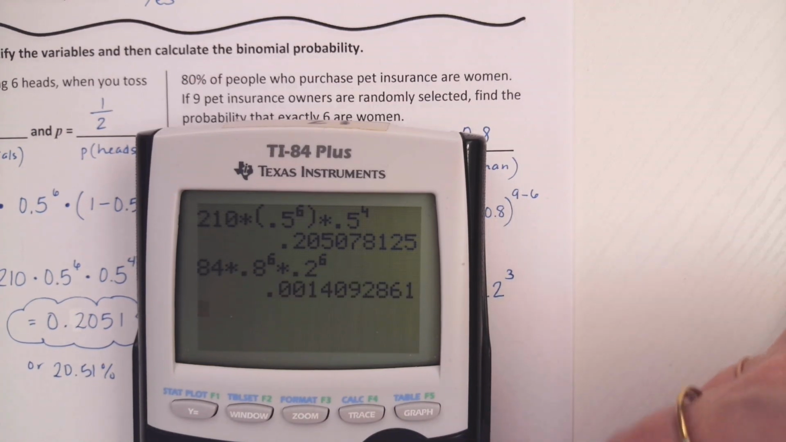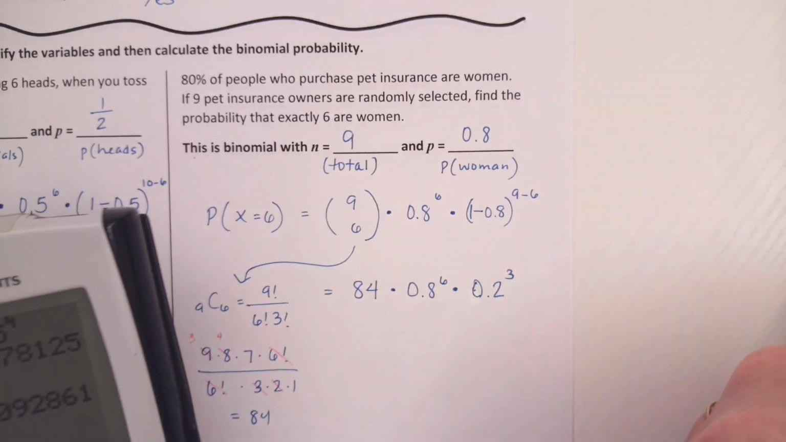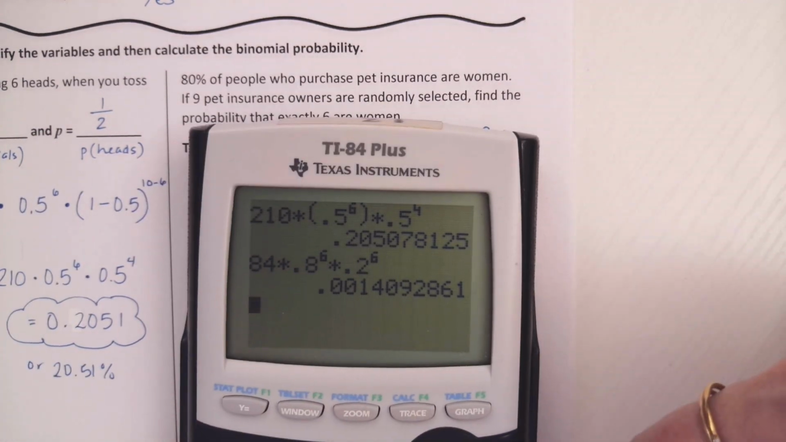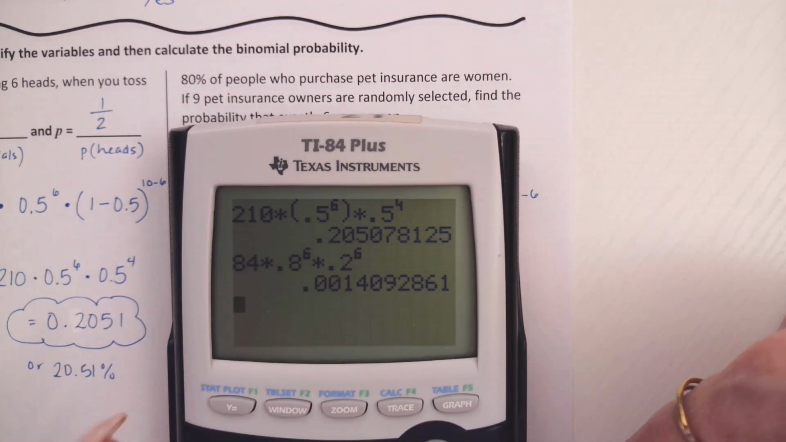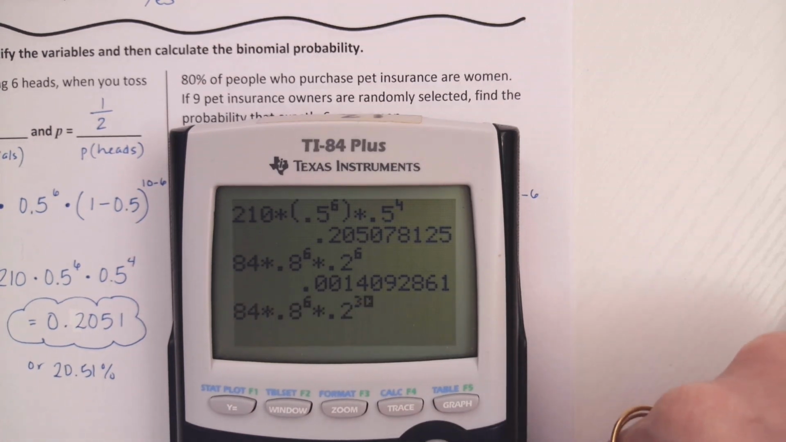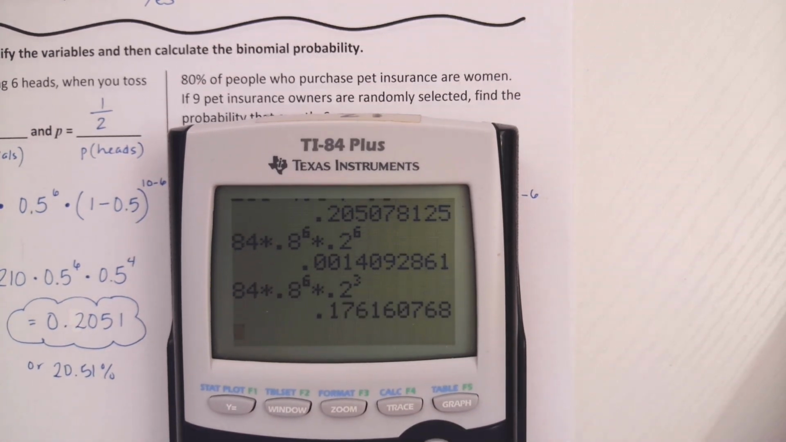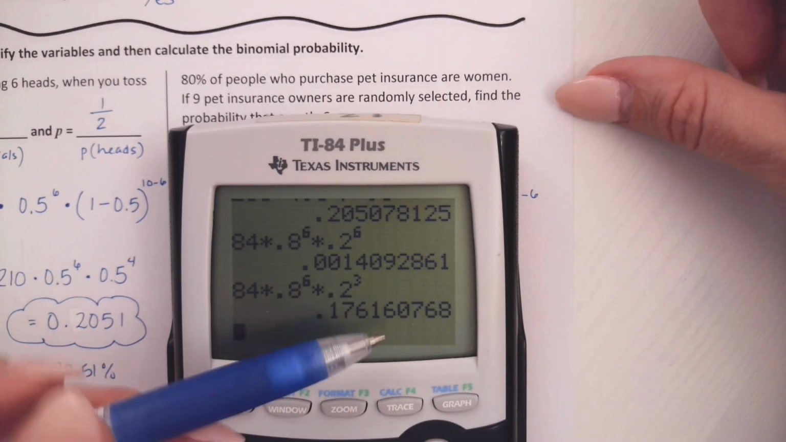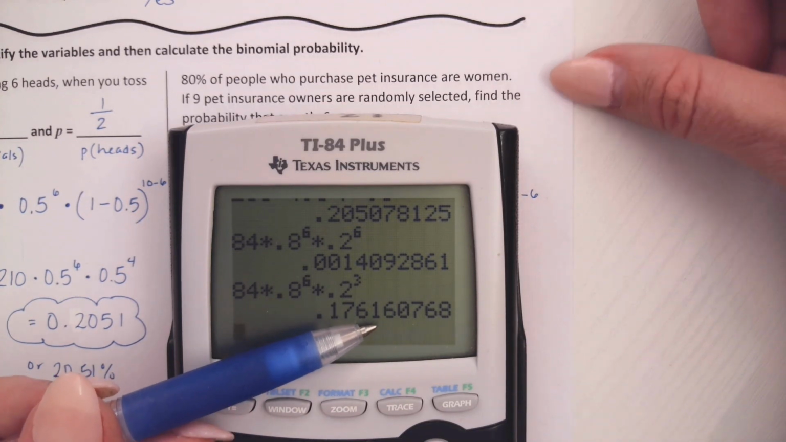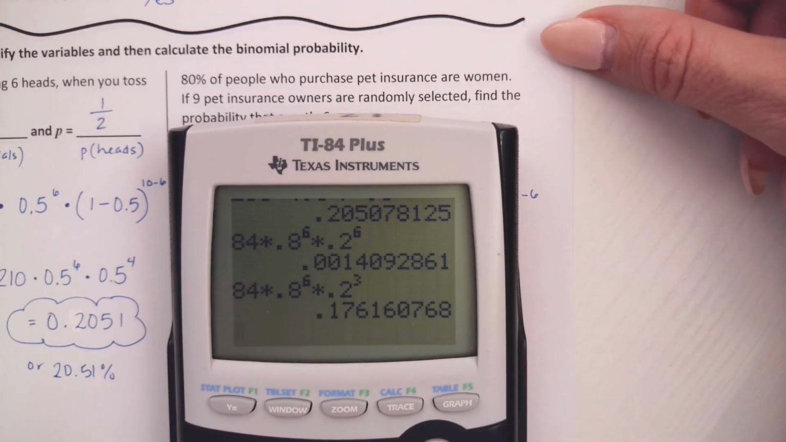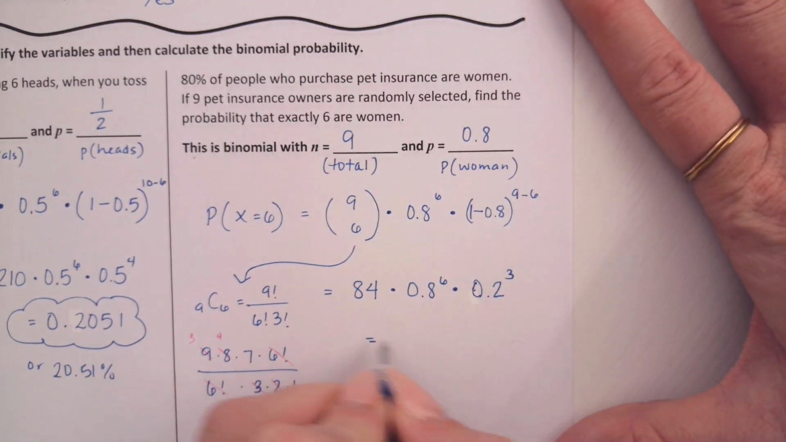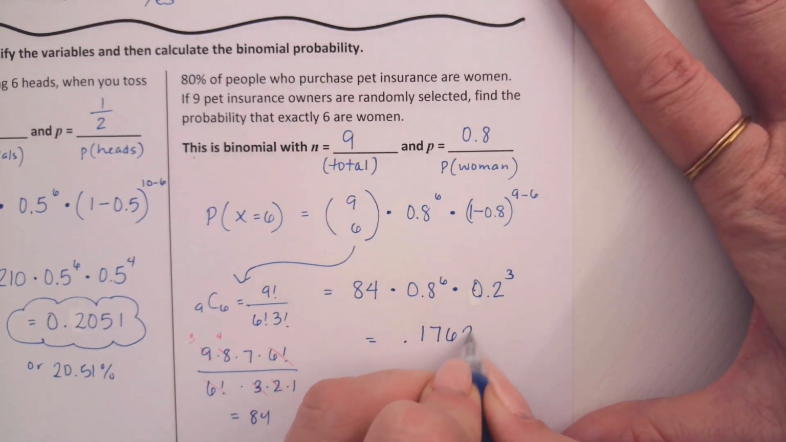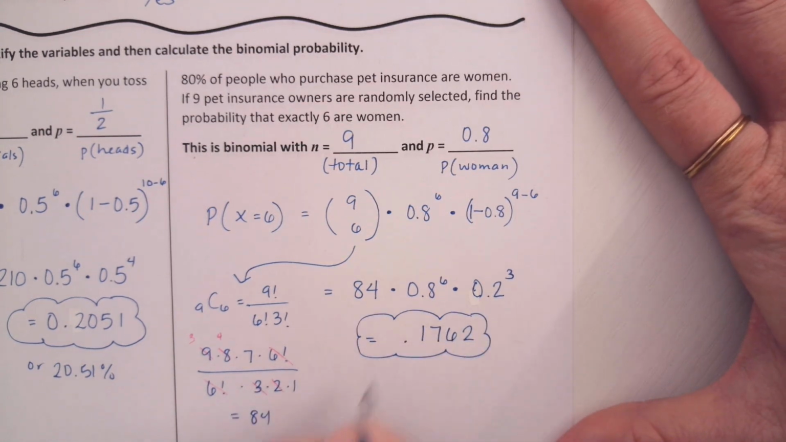is 4 decimal. Oh, did I type something wrong? Oh, what did I do wrong? Yeah, I put a 6 here instead of a 3. Let me get it back and fixed. There we go. And again, 4 decimal places is what is asked for in stats, so that would be 0.176. And then this 1, is it going to bump up or stay the same? It bumps up for that 6, right? Which would be 0.1762. As a percentage, it would be 17.62%.